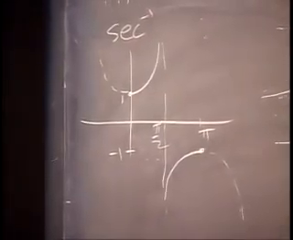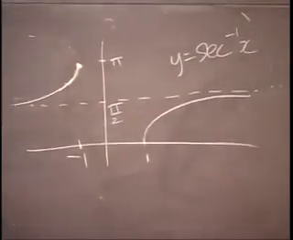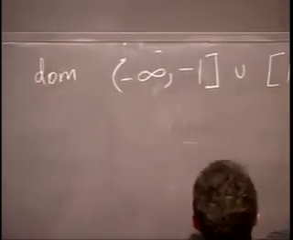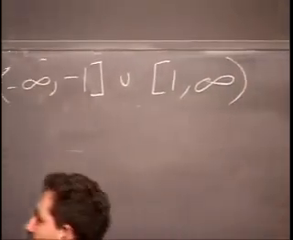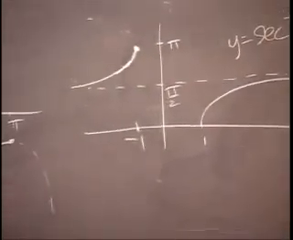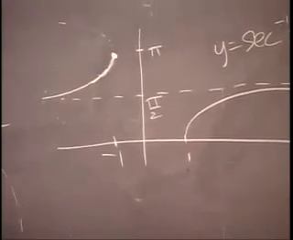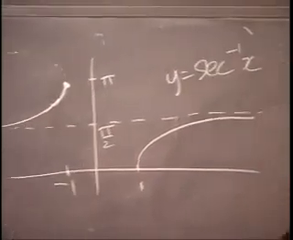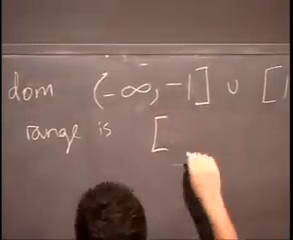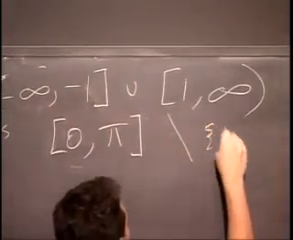Anyway, so let's see. The domain is actually, you can go up to -1, and you can go from 1, but you cannot go in between -1 and 1. Cosine, of course, is only between -1 and 1. Secant, the reciprocal, is only outside -1 and 1, including the endpoints. The range is everything from 0 to pi, except not pi over 2.